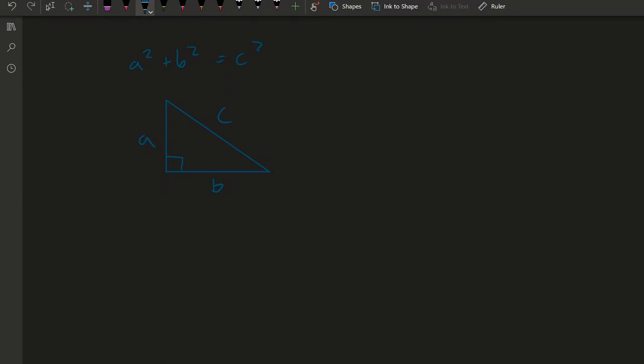Well, the way that works is, let's say this side is 3 and this side is 4. If I wanted to figure out what the hypotenuse is, I would say 3 squared plus 4 squared is equal to c squared. So that would be 9 plus 16 equals c squared. 25 equals c squared. So that means that c is 5. And that is true for all right triangles. Now, that's not what we're going to be doing here, so I'm just going to erase that. Just a quick refresher.